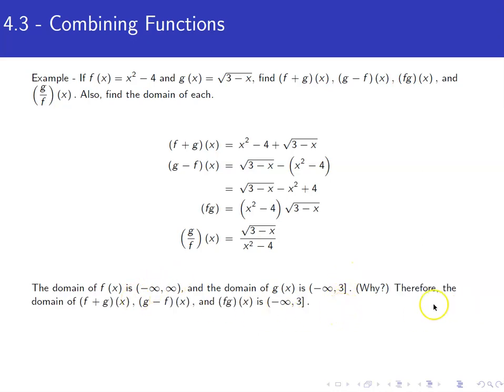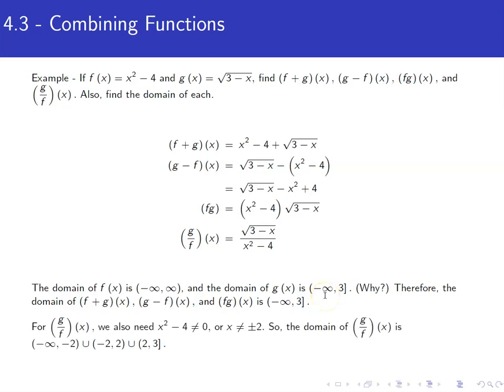So the domains of f plus g of x, g minus f of x, and f times g of x will all be the interval from negative infinity to 3 because that's the set of the x values that's in both at the same time.